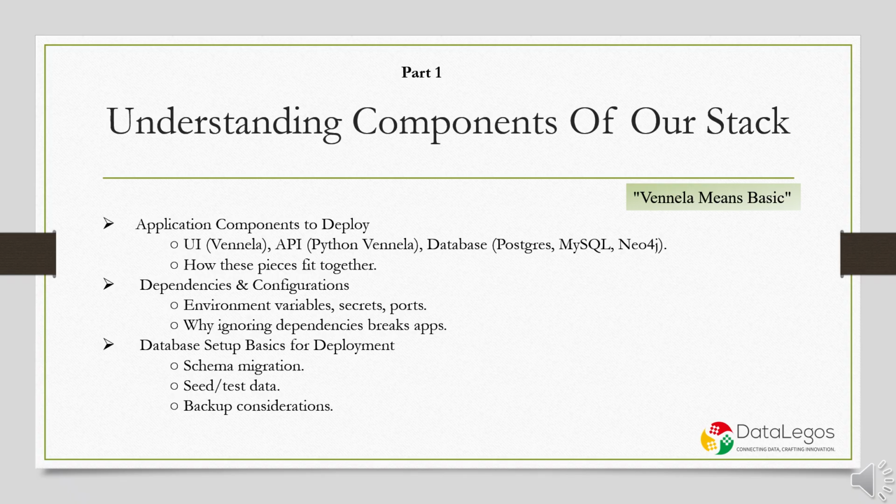UI, Vennela UI. This is what users see and click. API, Python Vennela. This is the brain that talks between the UI and the database. Database, Postgres, MySQL, or Neo4j. This is where data actually lives.